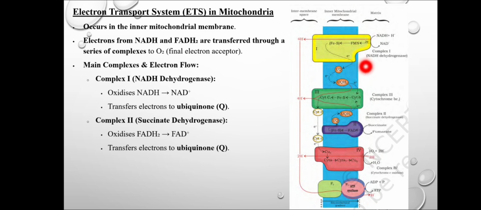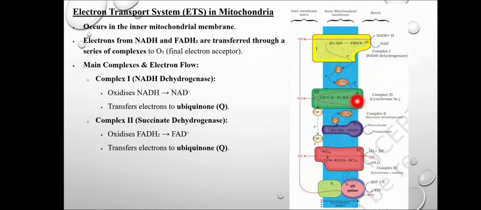NADH will come to complex 1 and FADH will come to complex 2. Now here NADH will convert into NAD+, and in that process 2 electrons are released. You can see clearly that these 2 electrons, through FMN and FeS, will go to UQ, that is ubiquinone. Then in complex 2 also the same thing will happen. FADH will break down, it will release 2 electrons, and these 2 electrons will go to ubiquinone. So from both sides the electrons go to ubiquinone. Now this ubiquinone transfers the electrons to complex 3.